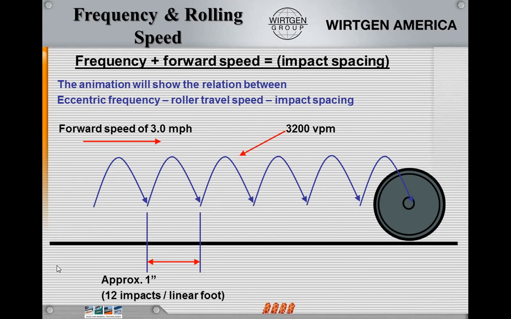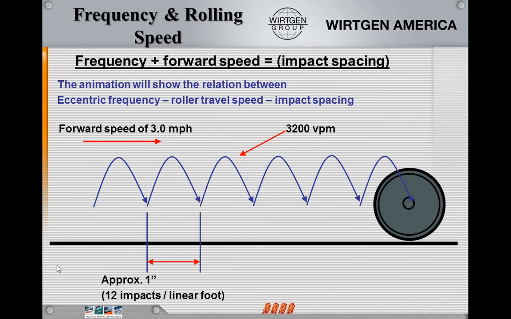And if we're going at 3 miles per hour, 3,200 VPM, we're at approximately 1 impact per inch, or 12 impacts per foot. 12 is kind of a magical number that we like to look at because we figure that's where we're going to get the best results. If we start going below 12 impacts per foot, we have a tendency to decrease the ability to get density. We also might have a chance to build in a rougher ride and build in chatter marks.